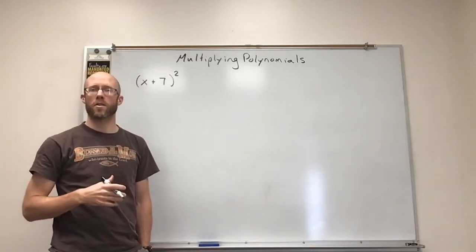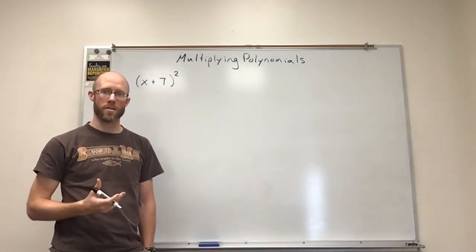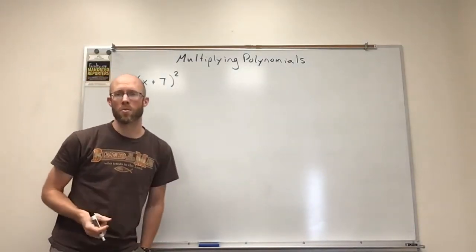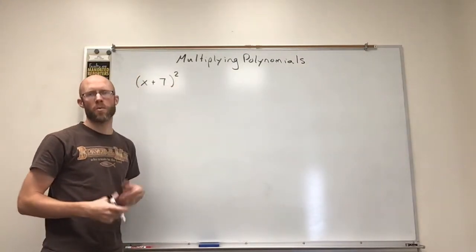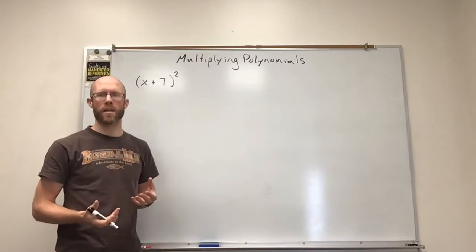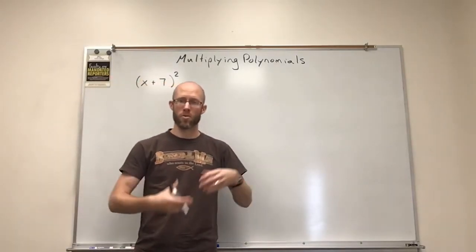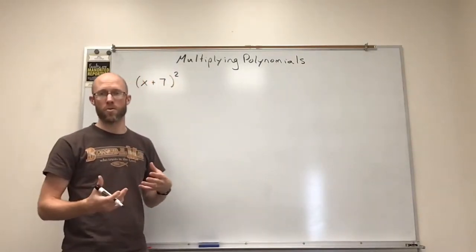Alright, so now we're going to take a look at some of these special cases. The first special case we're going to look at is where we have a binomial squared. And really we could apply this to any polynomial when you square it, at least the first part here.